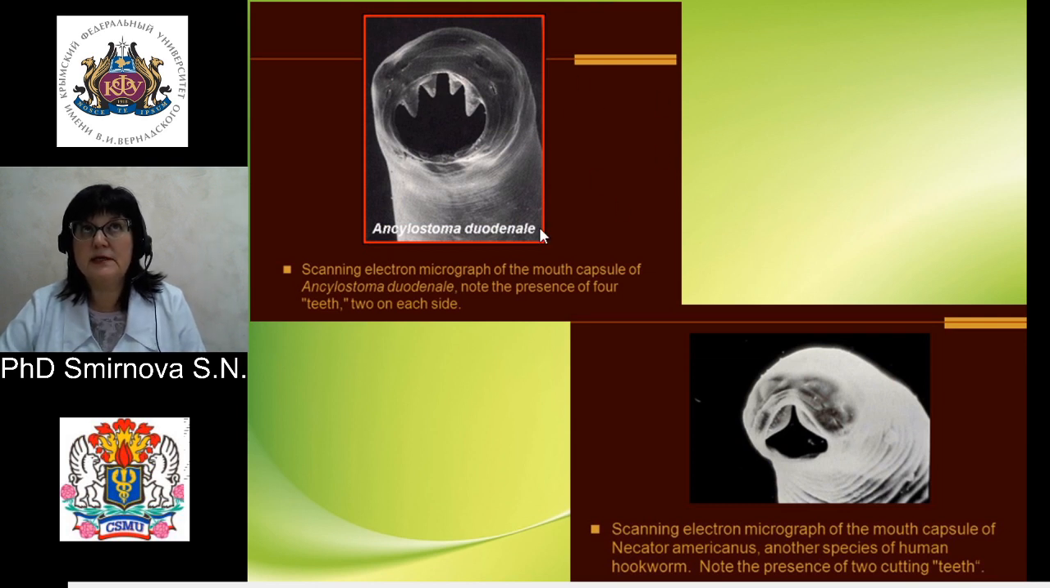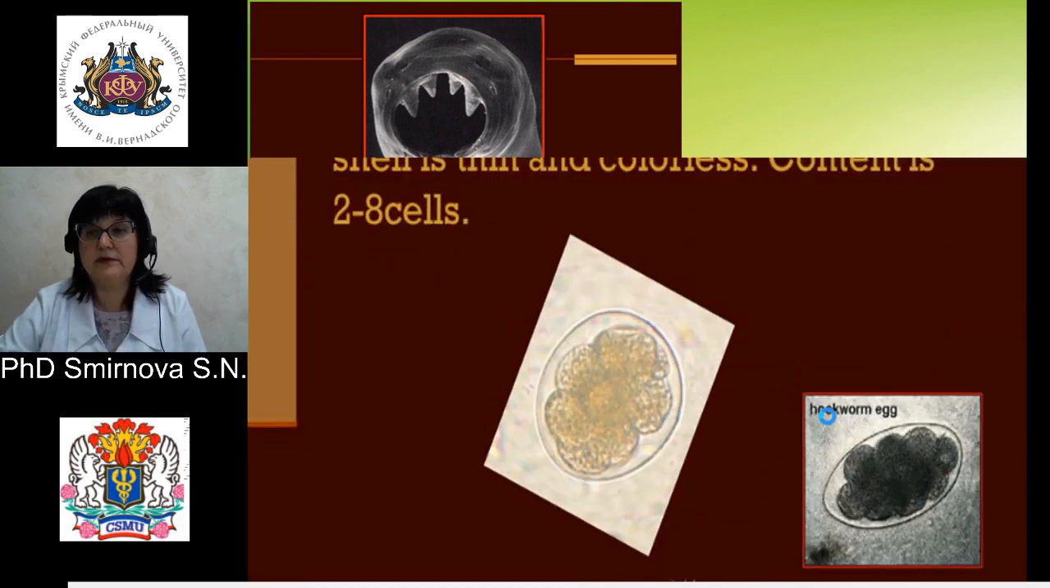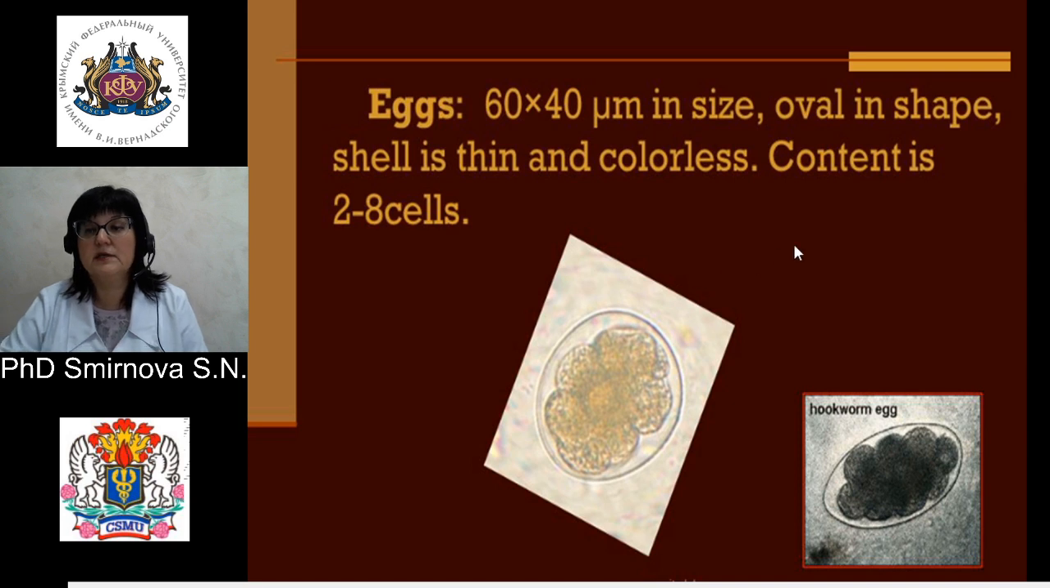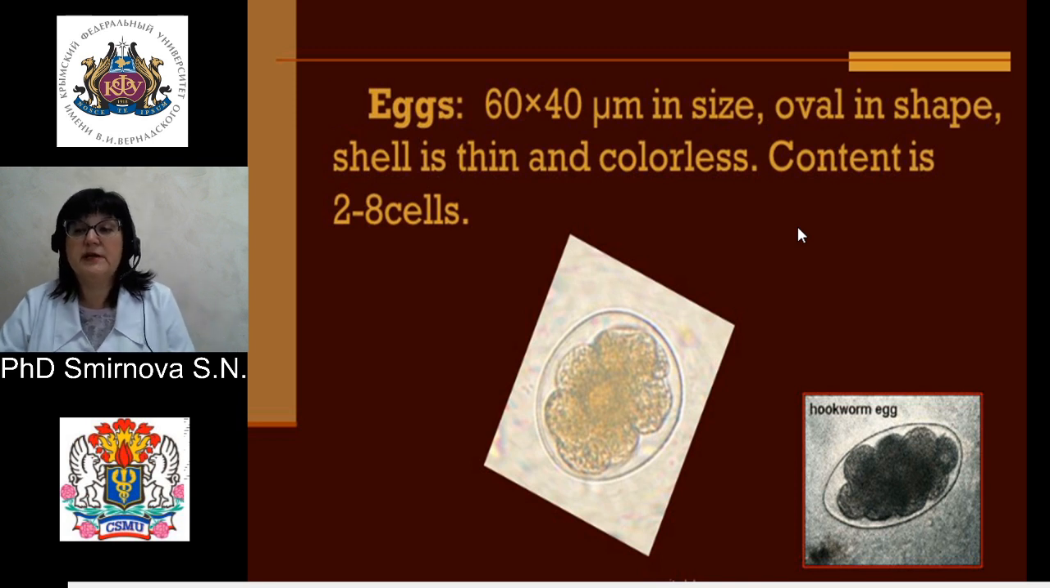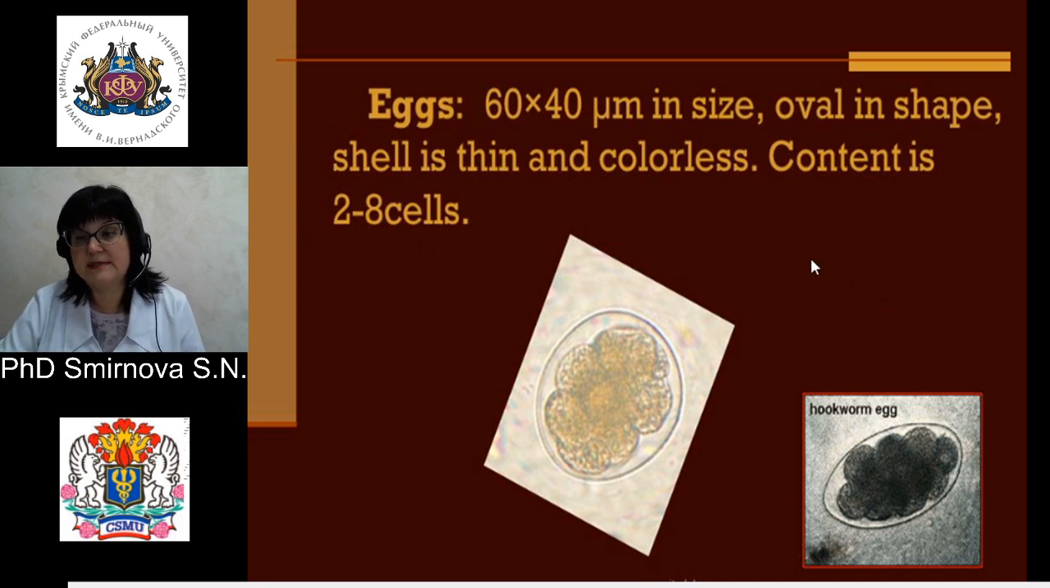On this photo we can see the mouth cavity of Ankylostoma duodenale and the mouth cavity of Necator americanus. Ankylostoma duodenale has 4 teeth, and Necator americanus has 2 plates in the mouth cavity. The eggs of Ankylostoma duodenale are 60 by 40 micrometers in size, oval in shape, and the shell is very thin and colorless. Usually inside the egg we can see 2 to 8 embryonic cells. After fertilization, rhabditiform larvae start to develop in these eggs.